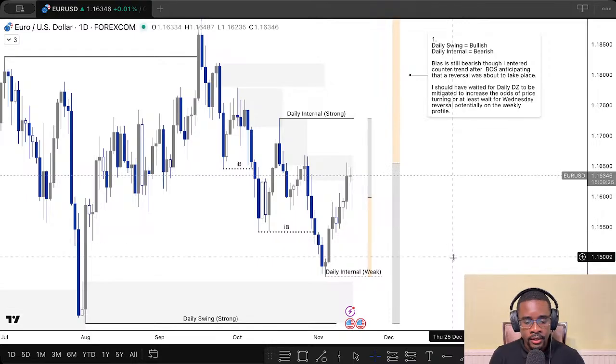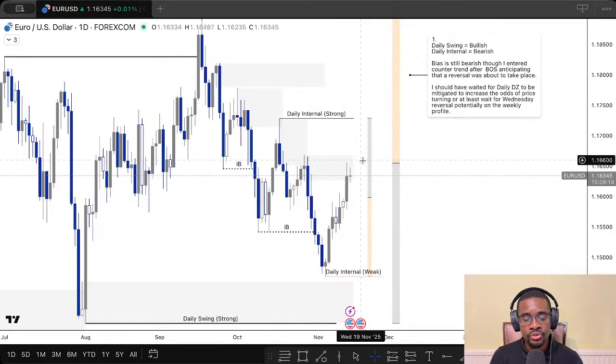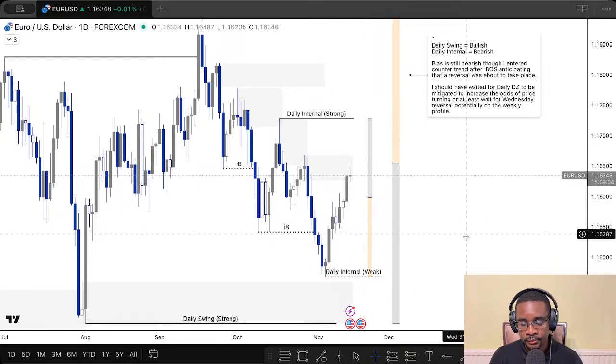Bearing in mind that when we are looking at our internal structure, we are at the unmitigated extreme supply. So the expectation is that price is now in a premium, so price should be able to pull back down.